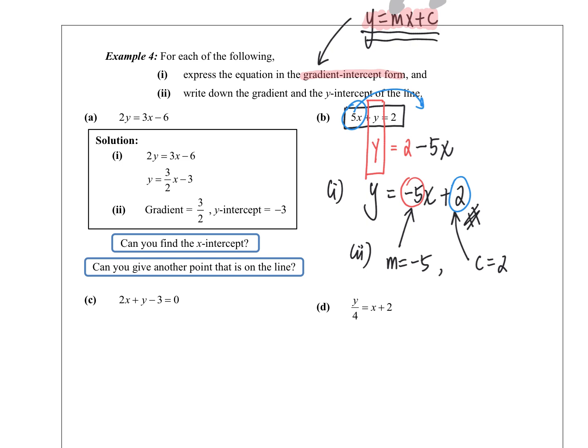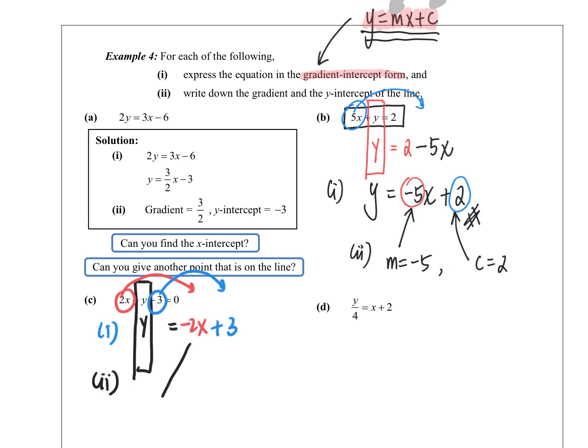Okay, next one. Keep the y here. What do I do to the rest of the numbers? So the 2x I don't want, bring over, become minus 2x. The minus 3, I don't want it here, I shift over, become plus 3. So this is my part 1's answer. Part 2, just tell me what's the gradient and what's the intercept. So in this case, gradient is minus 2. Y-intercept is just 3. So it makes sense to change to gradient intercept form because you can read your answer directly.